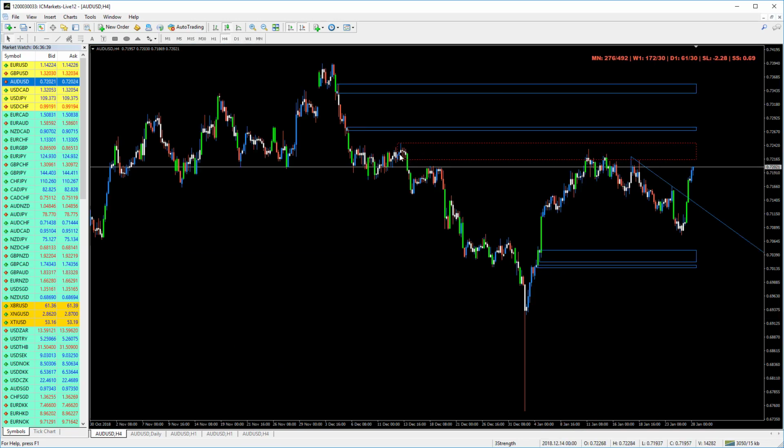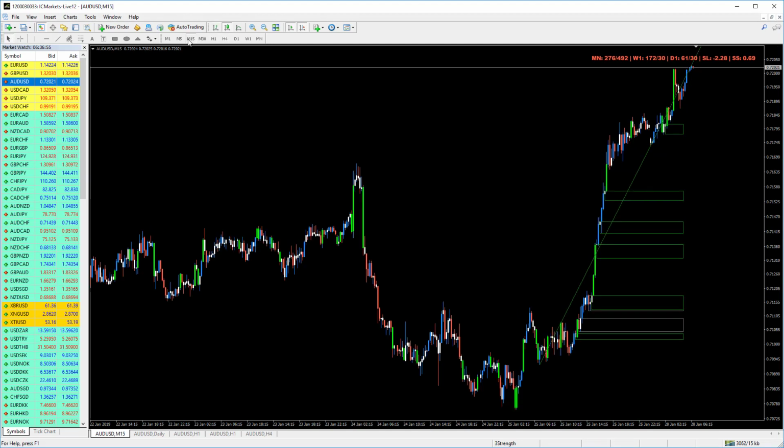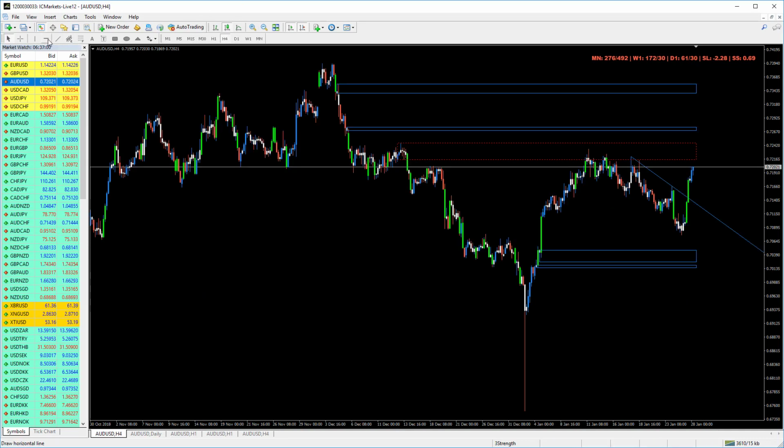This area of supply has been tested a lot, once, twice, three times, price moved away, and now we're seeing market structure begin to break down. We have this market structure failure. We have maybe accumulation going on just below this trend line. If you're looking to do some shorter term trades, let me mark this off so we can see where that level is.